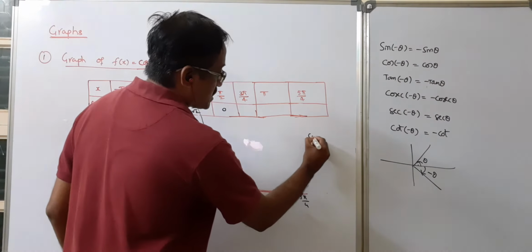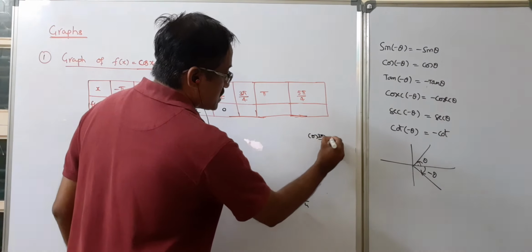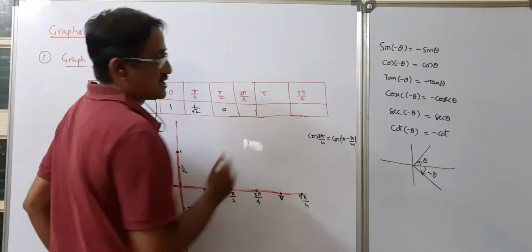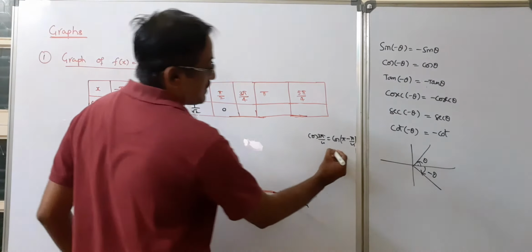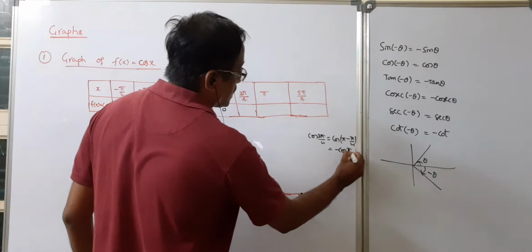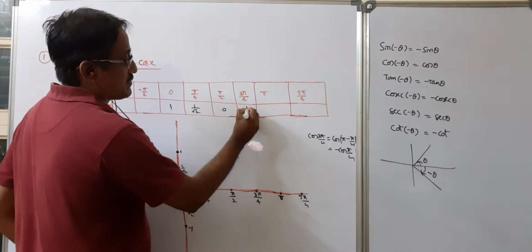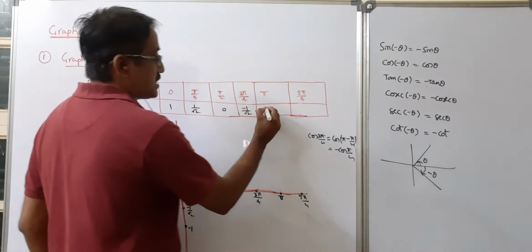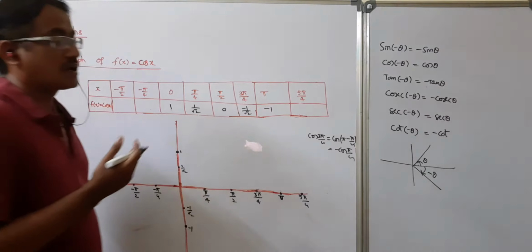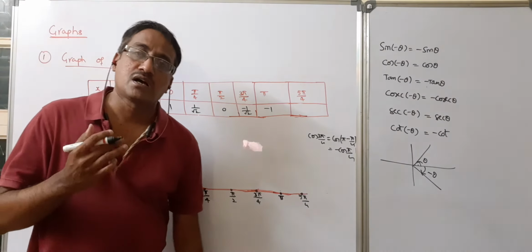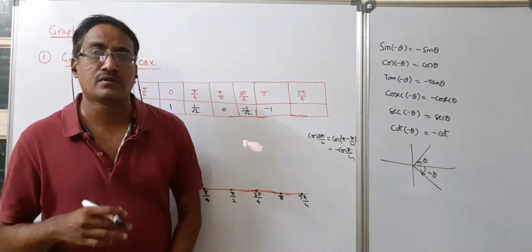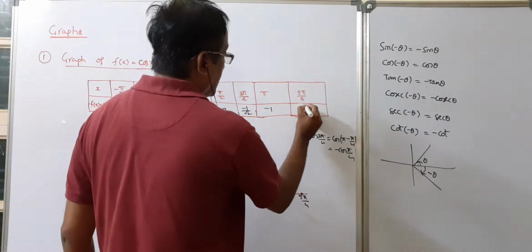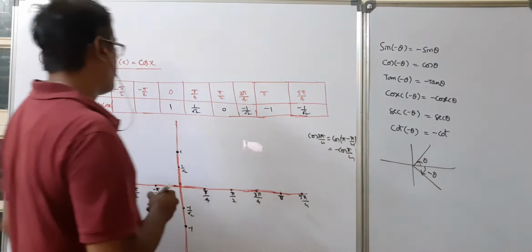Cos 3 pi by 4 is cos of pi minus pi by 4. So it is in the second quadrant. Cos of 180 minus theta is minus cos theta. So minus cos pi by 4 will be minus 1 by root 2. Cos 180 degrees is minus 1. Cos 5 pi by 4, that is cos of pi plus pi by 4. Pi plus pi by 4 is third quadrant. So you will get minus 1 by root 2.